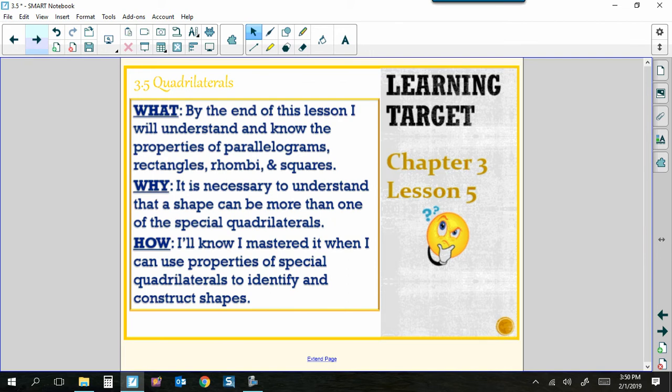Today we are looking at 3.5 Quadrilateral Properties. By the end of this lesson, you will understand and know the properties of parallelograms, rectangles, squares, and rhombi. Why do you need to know this? Understanding that a shape can be more than one of the special quadrilaterals is important to identify and construct those shapes. How will you know it? I'll know I mastered it when I can use the properties of special quadrilaterals to identify and construct different shapes. All right, let's go ahead and get started.